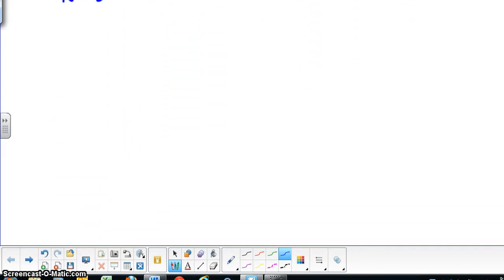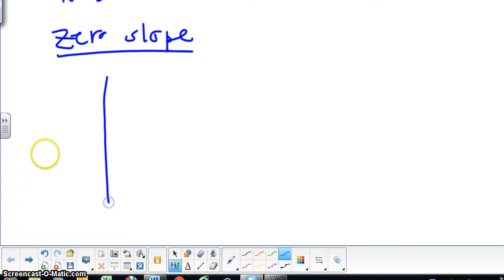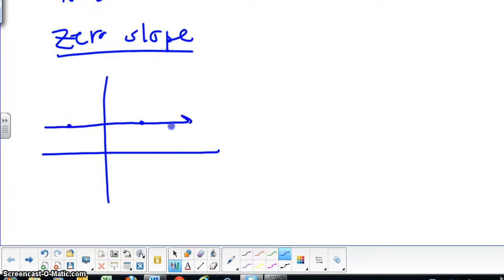Alright, the third type of slope that you should know is a zero slope. If your graph is going to have a zero slope, there would be 2 points that would lie on the graph like this. The 2 points could be a -3, 4, and a +5, 4. Again, I'm just making these up. Okay, this is called a zero slope.